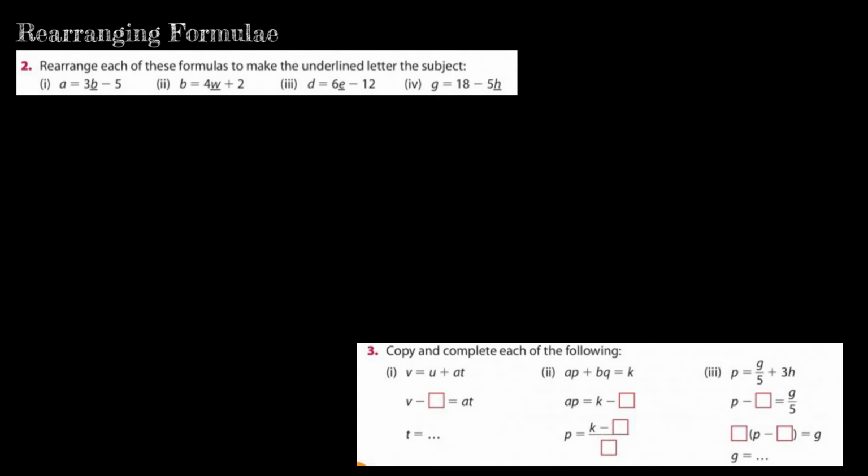Okay, so I'm just going to look at the next ones there, right? So with the next ones there, question 2, very, very similar. So A is equal to 3B minus 5. Okay, so what we need to do in this case is we need to get the B's by themselves. So what we'll do is we'll get rid of this negative 5. And how we get rid of that negative 5 is we bring it across the equal sign, so it turns into a positive 5. So that will give me A plus 5 is equal to 3B.